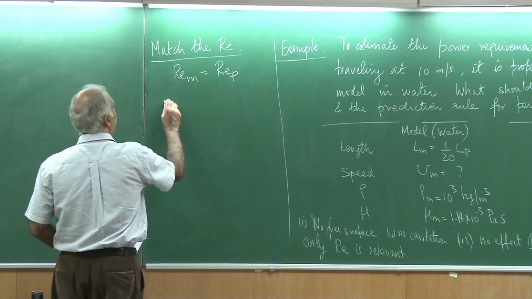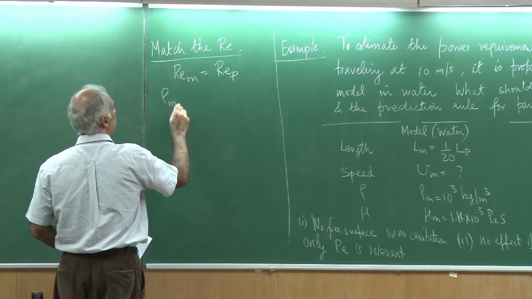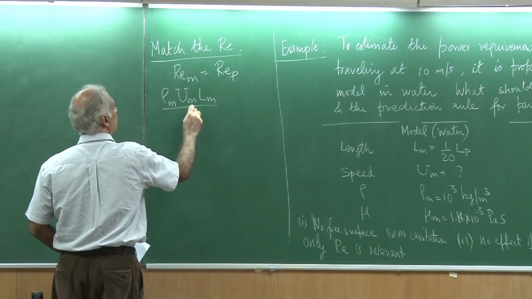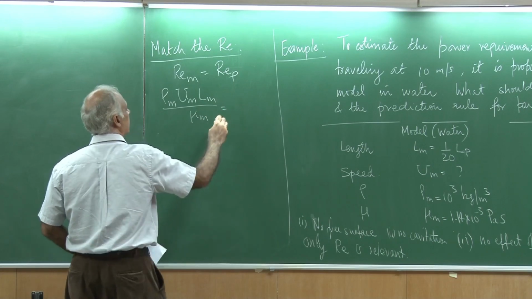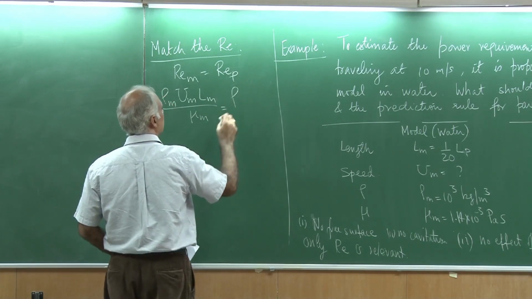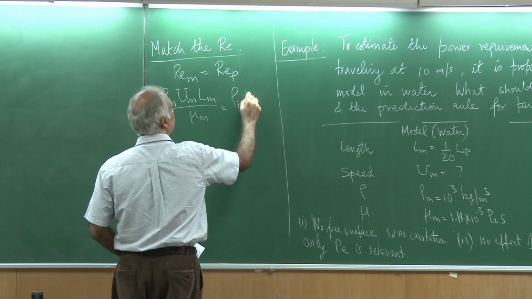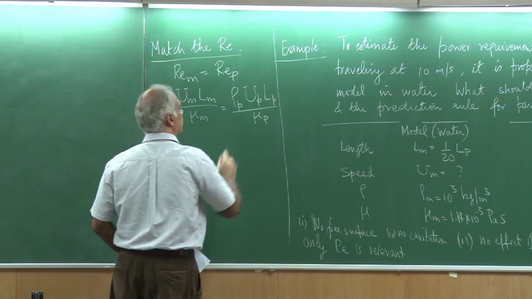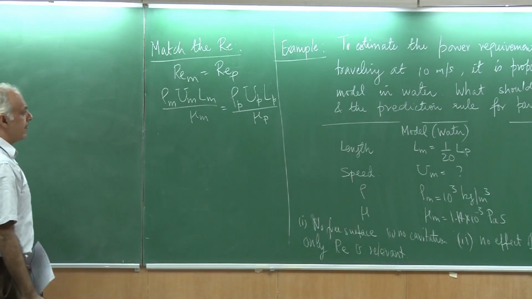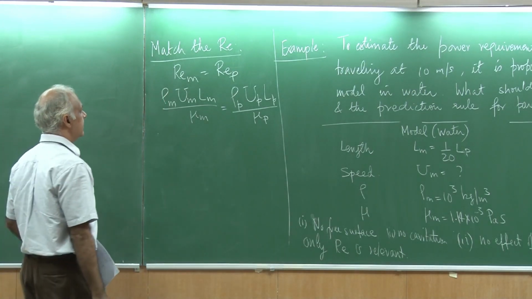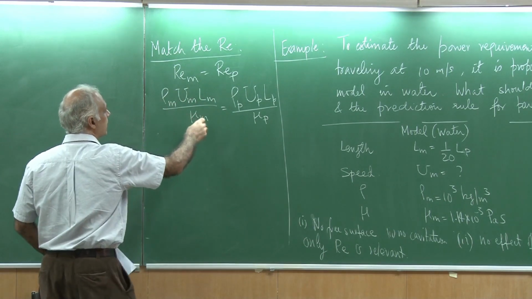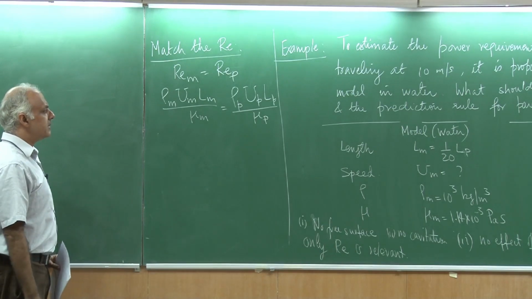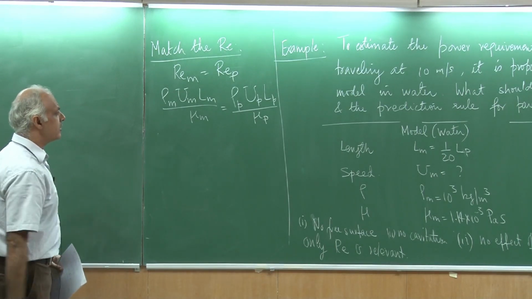So that would imply that rho for the model times the speed for the model times the length for the model divided by mu for the model should be identical to rho of the prototype, u of the prototype, L of the prototype, divided by mu of the prototype. Okay. Of course, the modeling takes place in water, and for the prototype, the medium is air. So I have listed everything over there.